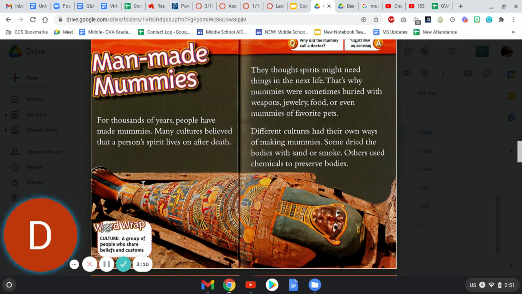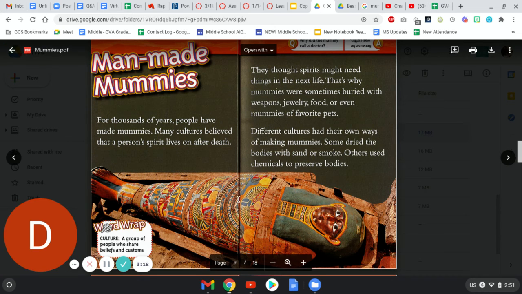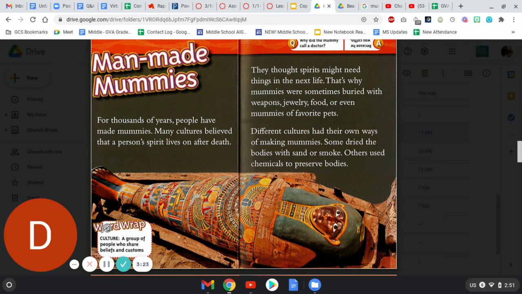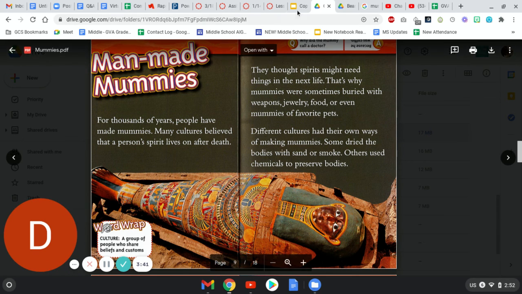All right. In this, we don't see a caption, but we definitely see a picture of what appears to be a mummy inside a sarcophagus that's painted. So what's the main idea? What does the author want us to know about mummies? The author wants us to know, we're going to put it all together now. The author wants us to know that for many years, people have made mummies. So humans have made the mummies.